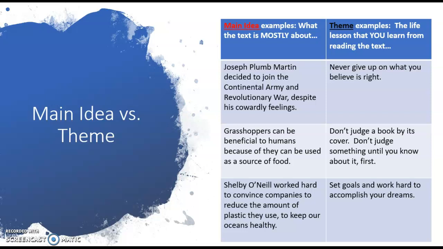No one wants to do that. But through the text, we learn that they're nutritious. They can be healthy for us. They're just as good as meat. They use less resources. So the life lesson we learn here is don't judge. Don't judge a book by its cover.